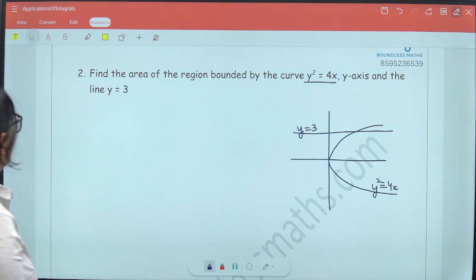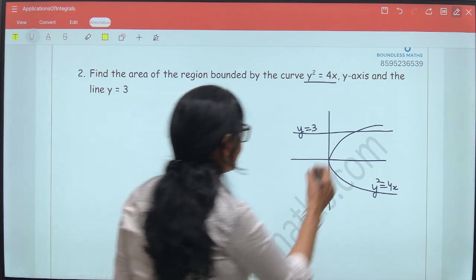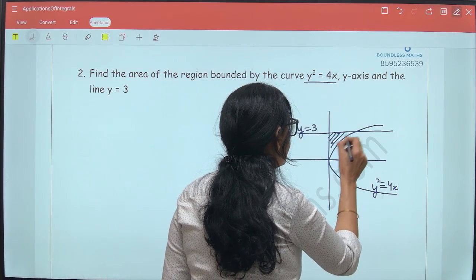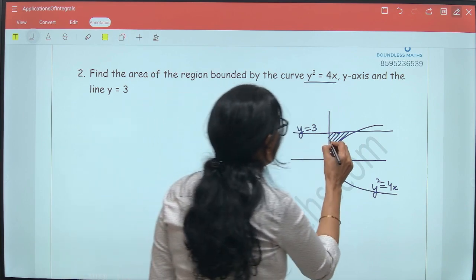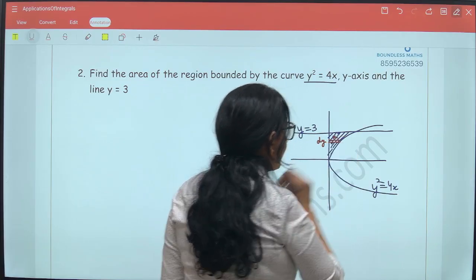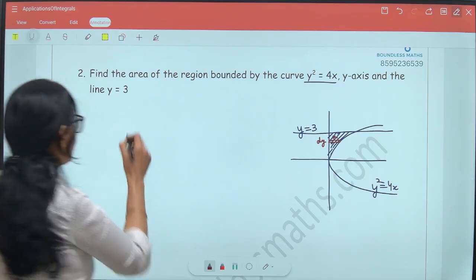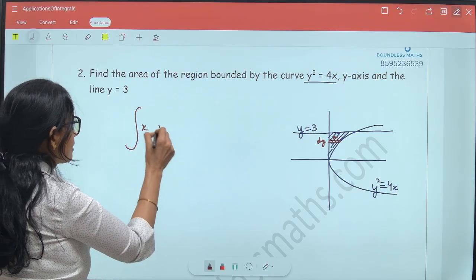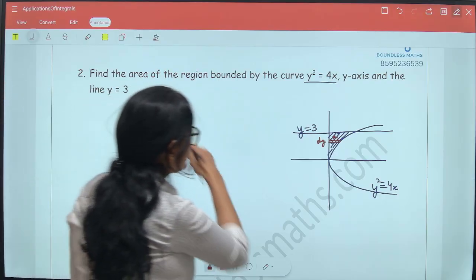Done? Now what is the area of the region bounded by these two? Which area is needed? This is the required area. Again, draw a marginal area and try to understand. This is dy and this is x. The width is dy and the length is x. So that means you need to integrate x with respect to y and write the limits for y.